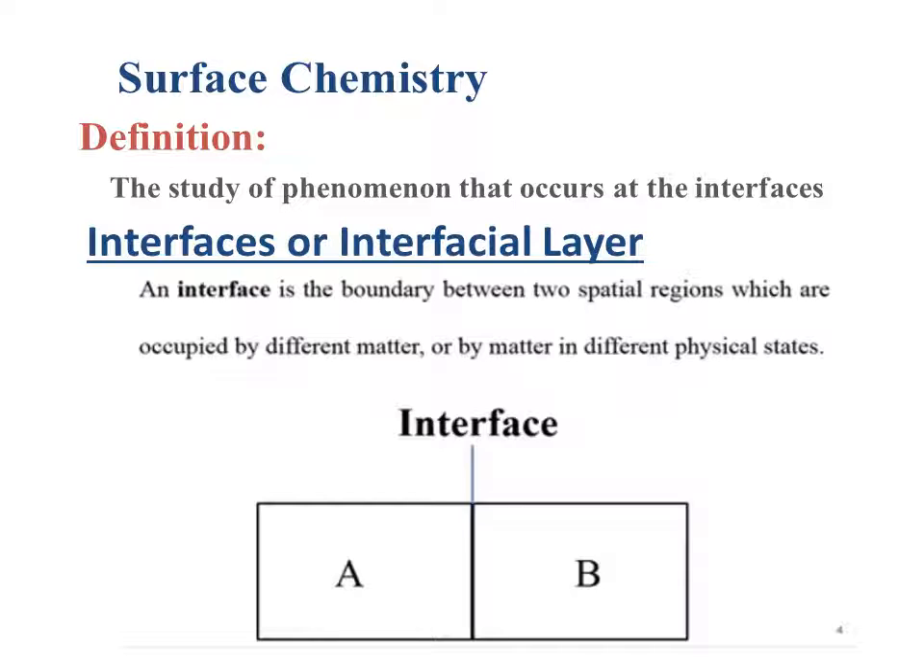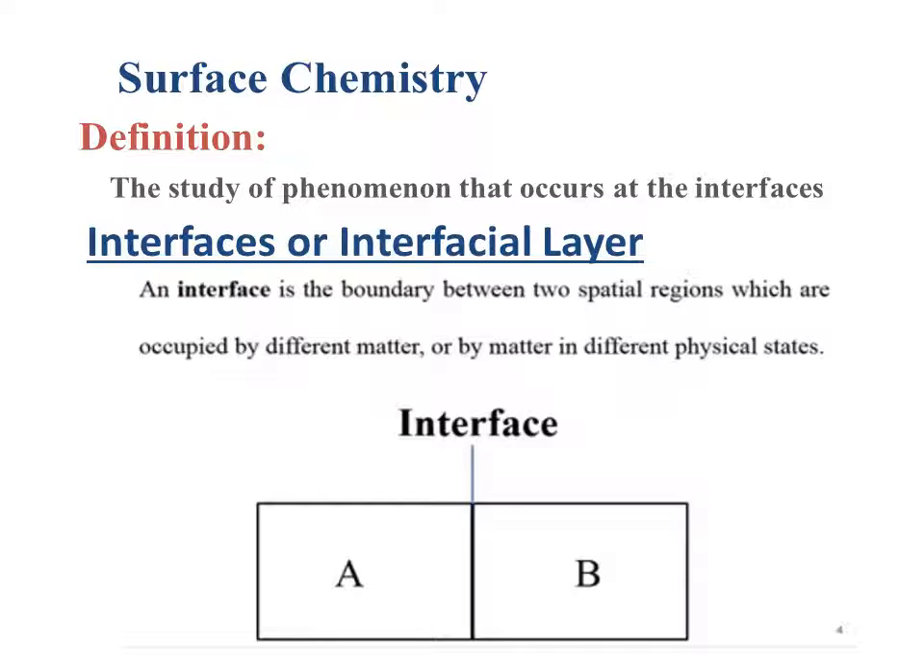The interface is the boundary between two spatial regions which are occupied by different matter or by matter in different physical states. Okay, if we have two different matters A and B and we mix them, a boundary will be formed between these two matters. This boundary will actually be called the interface. Phase means a matter.